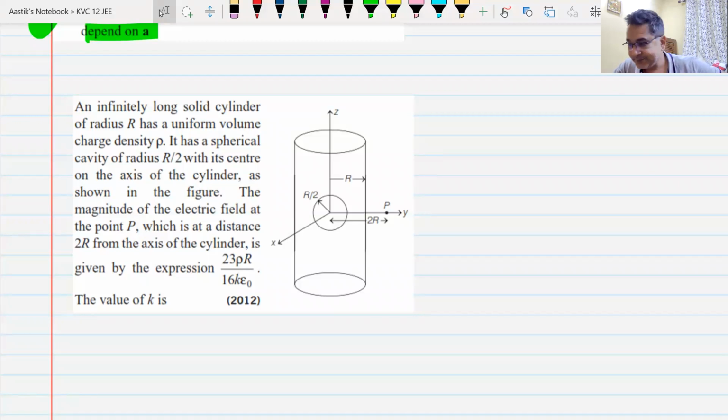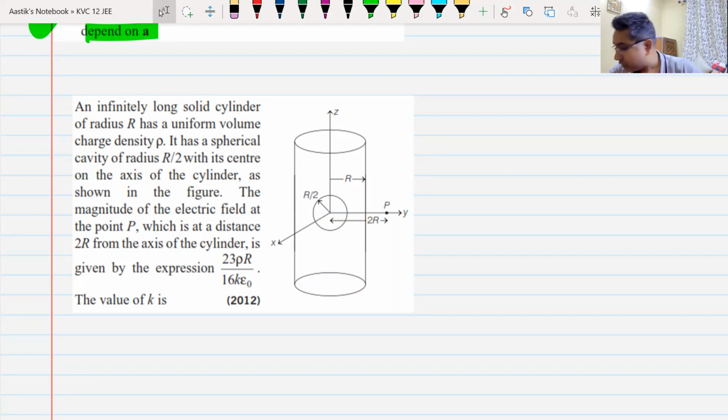Anyone tried it? This one? And got the answer? Say k equals 6. K equal to 6. How many of you got this answer? K equal to 6. Well done. Hannah sent me the solution on the WhatsApp or Telegram group. That is correct. K is 6.